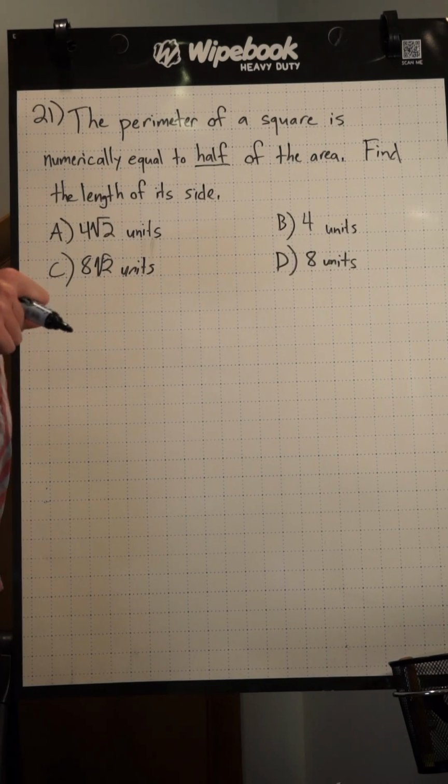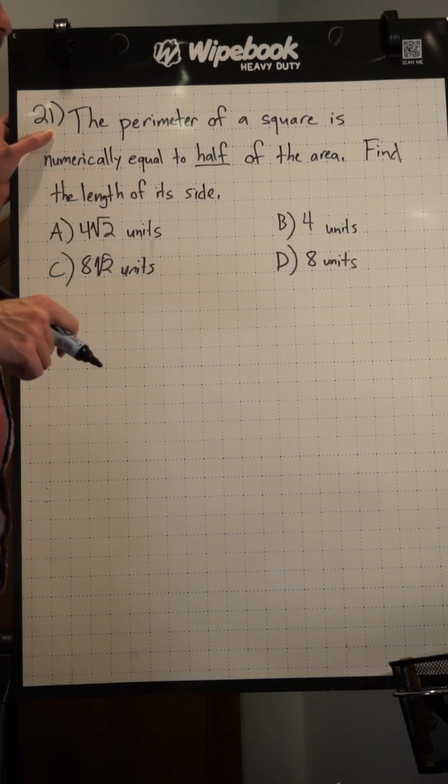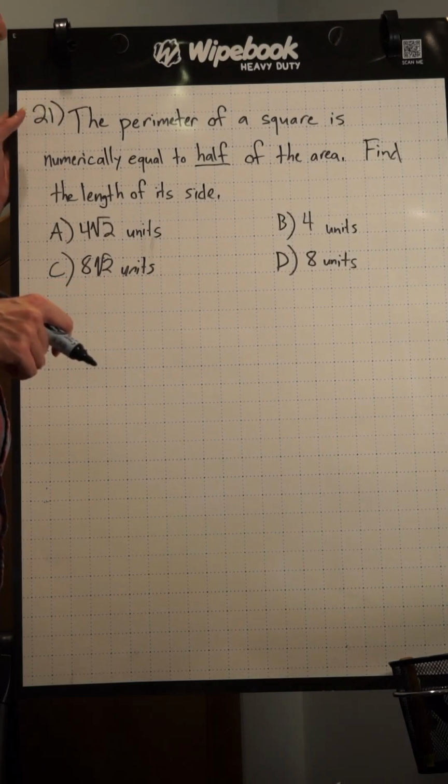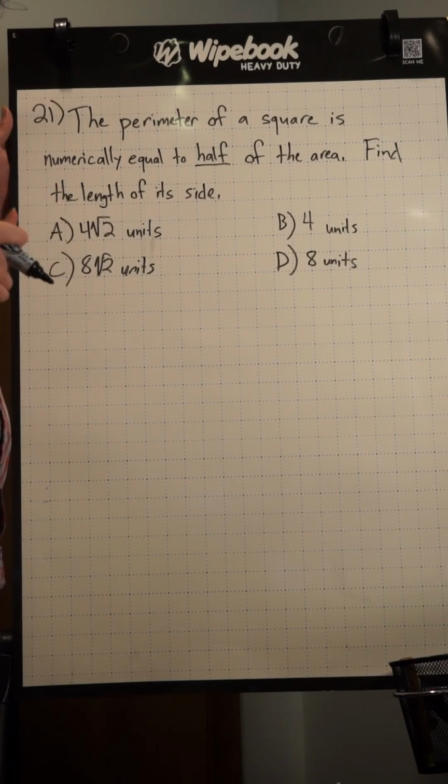Okay, let's look at this General Maths past WASSCE exam together. It says the perimeter of a square is numerically equal to half of the area. Find the length of its side. Before we do it together, I want you to pause the video so you can try the problem for yourself. Then after you finish, you can unpause the video and we can try it together. So go ahead, pause the video.